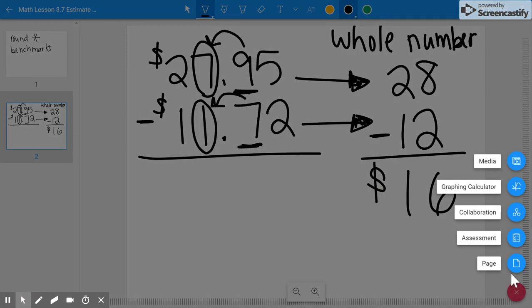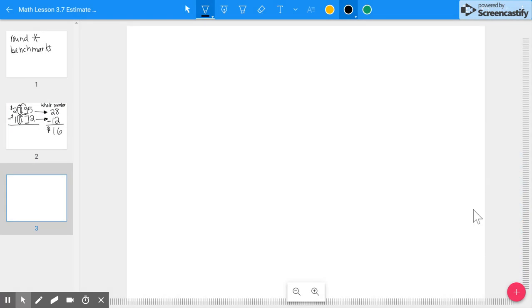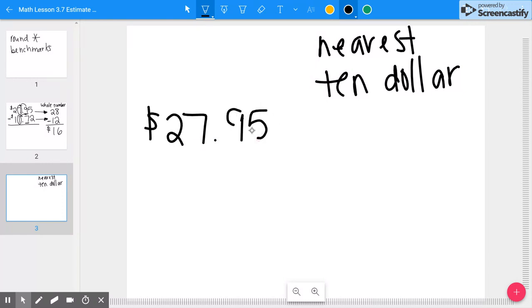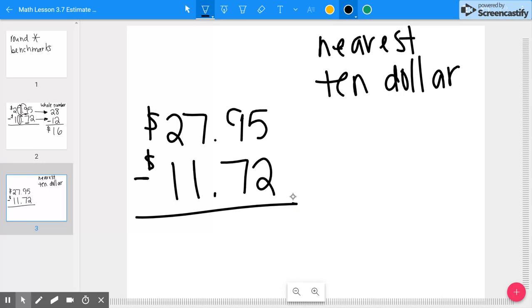So if a problem says round to the nearest whole number, this is what you would do. Now, if your problem gets more specific and says round to the nearest $10, or the nearest tens, this is what you would do. So I'm going to go back to the same problem, $27.95 minus $11.72. So when it says the nearest $10, I'm now being asked something even more specific.